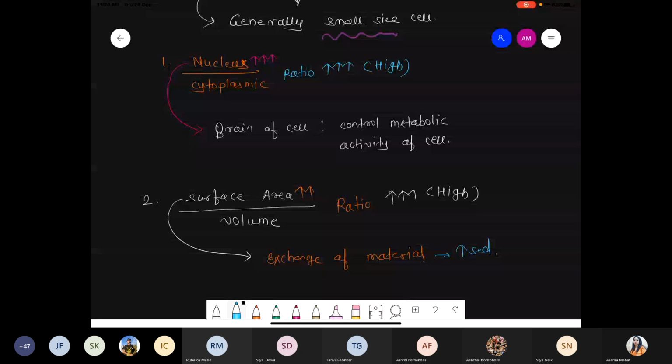Yes? Clear this point? ये पॉइंट एनाटॉमी में रिपीट होगा, ये पॉइंट सेल साइकिल सेल डिवीजन में भी रिपीट होगा. So please, if you have any doubt, you can ask me right now. Remember this thing, small size cell, they are metabolically active cell.